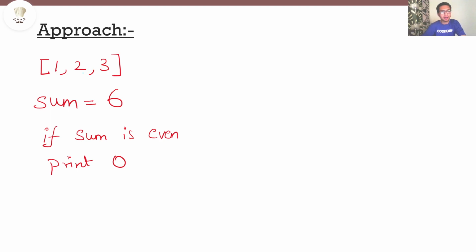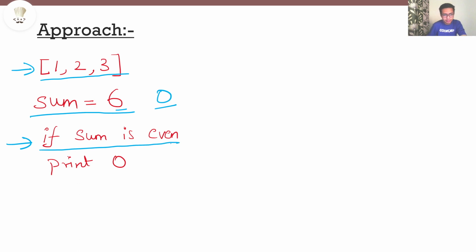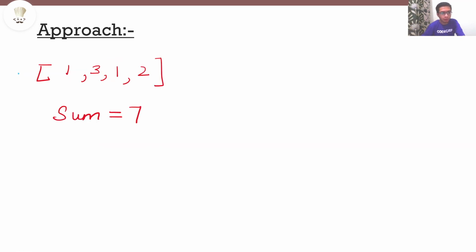So moving on to the approach. Firstly, as we have seen in the first example, if the sum is 6, then the sum is already even, so we need not do anything. Hence, we will simply print 0 in that case. So if the sum is even, simply print 0. Now, before talking about the second case where the sum is odd, let us first discuss a few things.